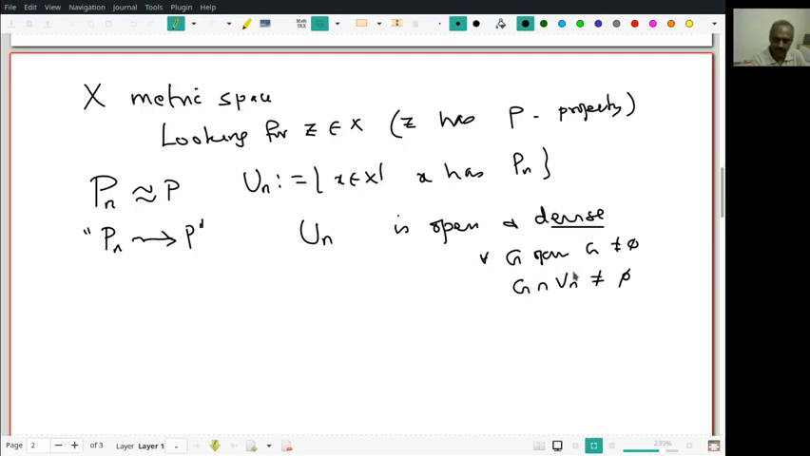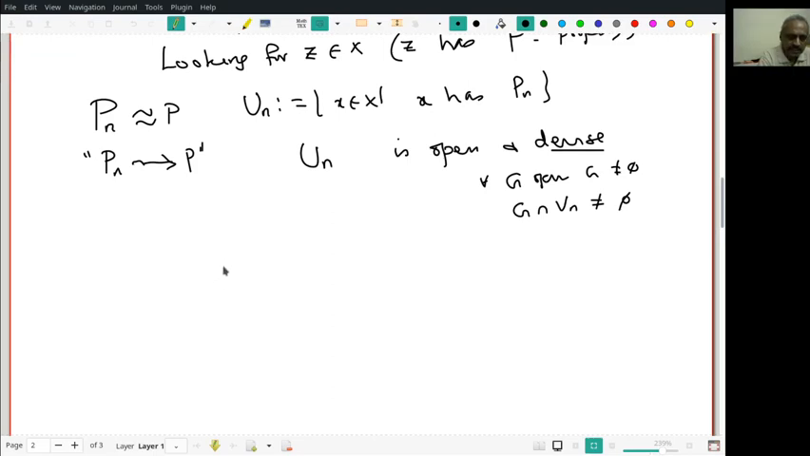This is geometrically a much better way of looking at density than Un closure equal to X. This is the best way. Right. So each Un is open and dense. Then what it says is the intersection of the Un is not empty.